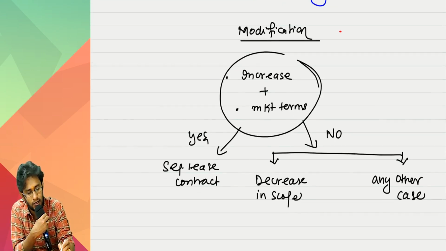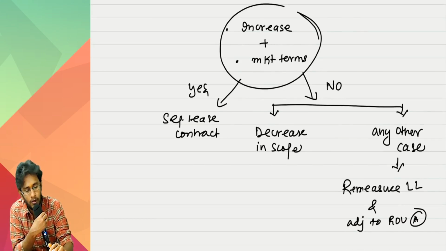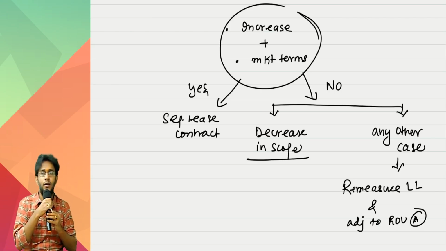If it is any other case, all you have to do is simply remeasure the lease liability and adjust the ROU asset. You tell me, what do you remember if there is a decrease in scope? What do you have to do? You have to do 4 steps. What is the first step?